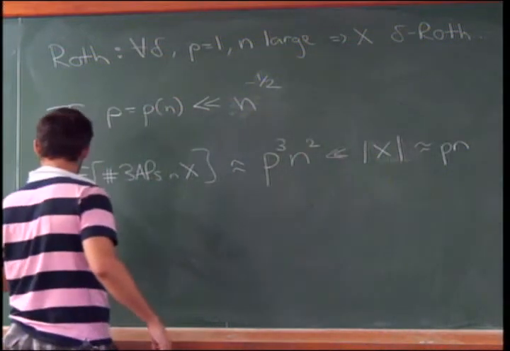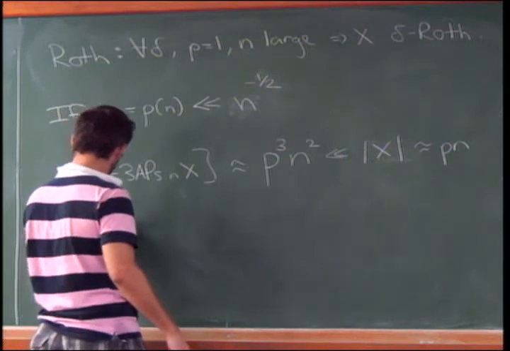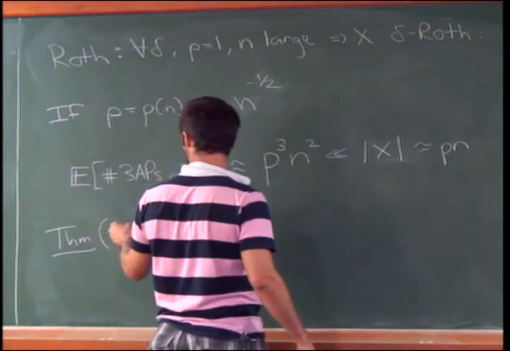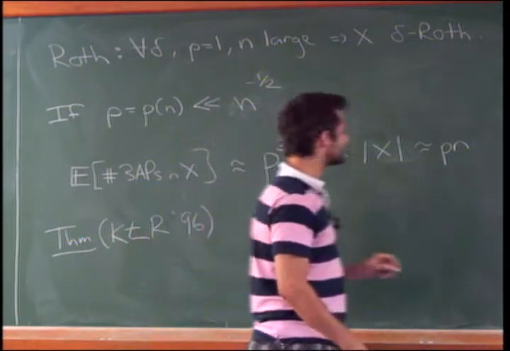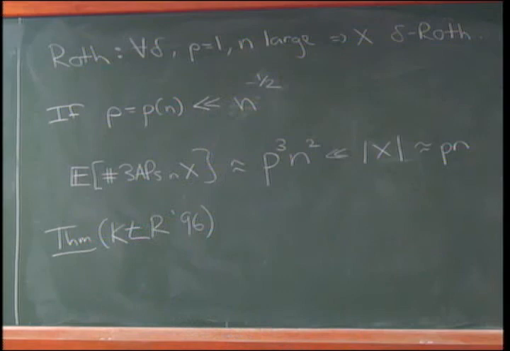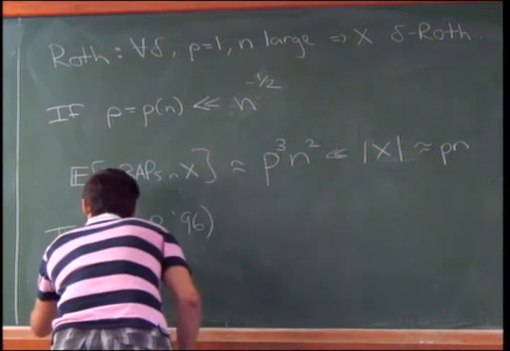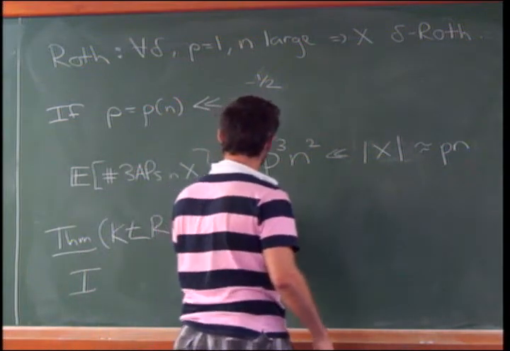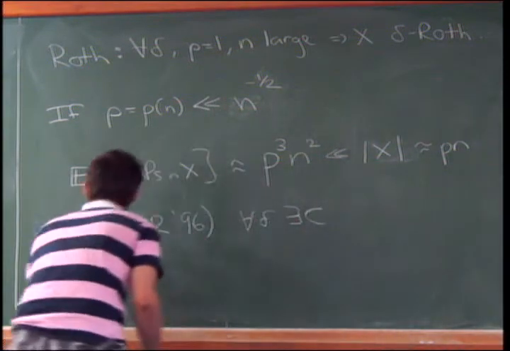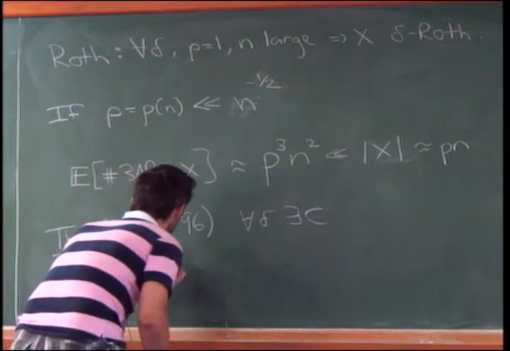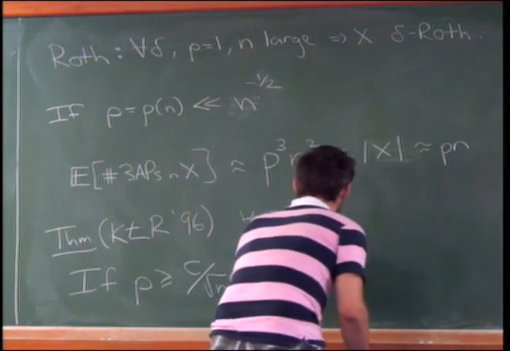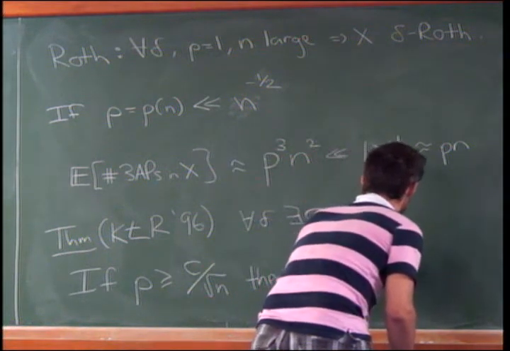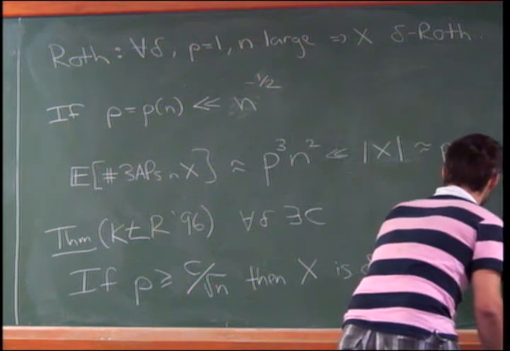It's a lovely theorem of Kohayakawa, Łuczak and Rödl from, I think, 96, where they show that this is really the best you can do. They show that for every delta there exists a C, so that if p is bigger than C over root n, then X is delta Roth with high probability.